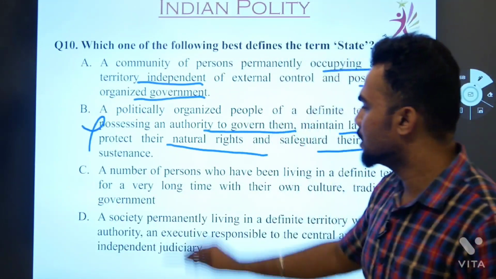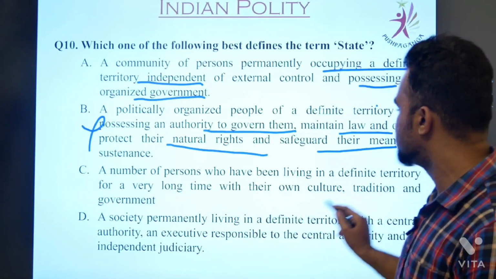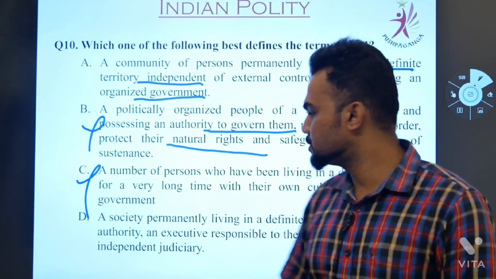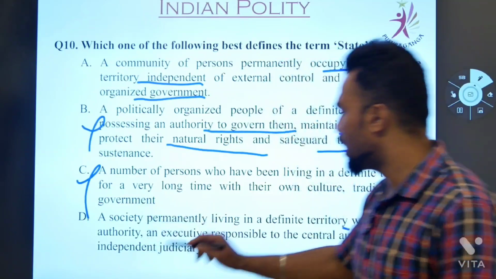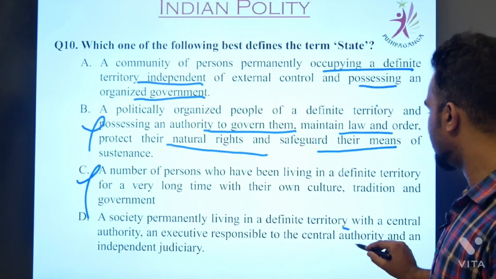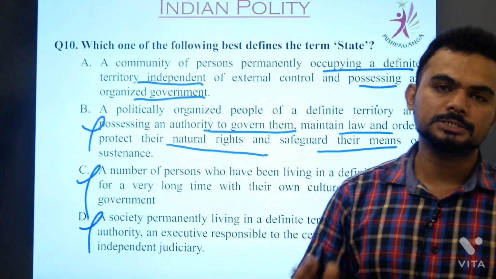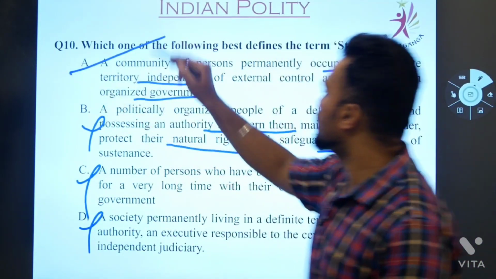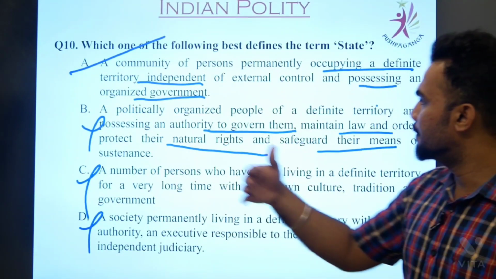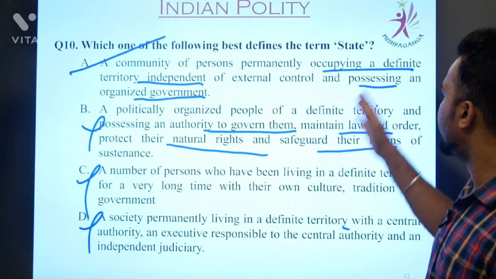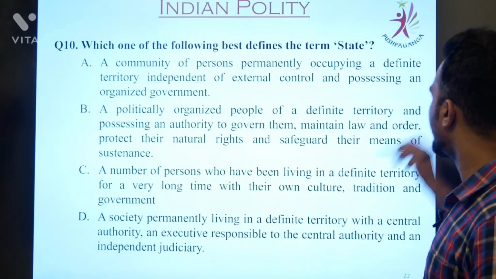A number of persons who have been living in a definite territory for a very long time with their own culture, tradition and government. Again, this cannot be the answer. Society permanently living in a definite territory with a central authority and executive responsible to a central authority and independent judiciary. So this cannot describe a state. A state is nothing but a community of persons permanently occupying a definite territory independent of external control and possessing an organized government, so a proper hierarchy is there.